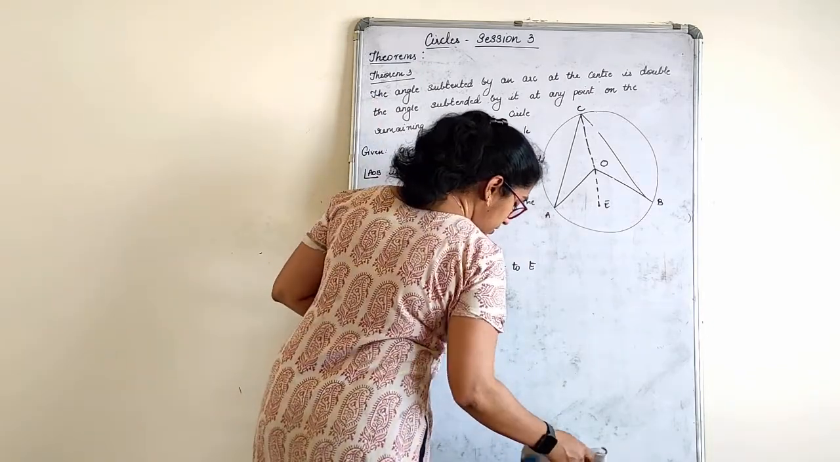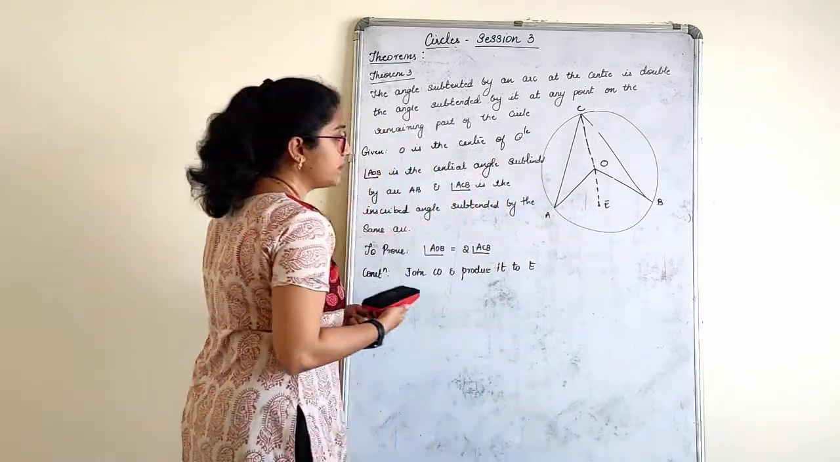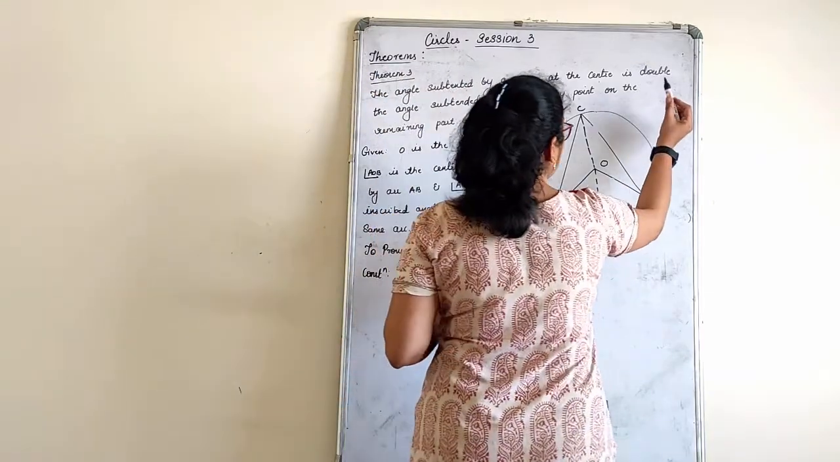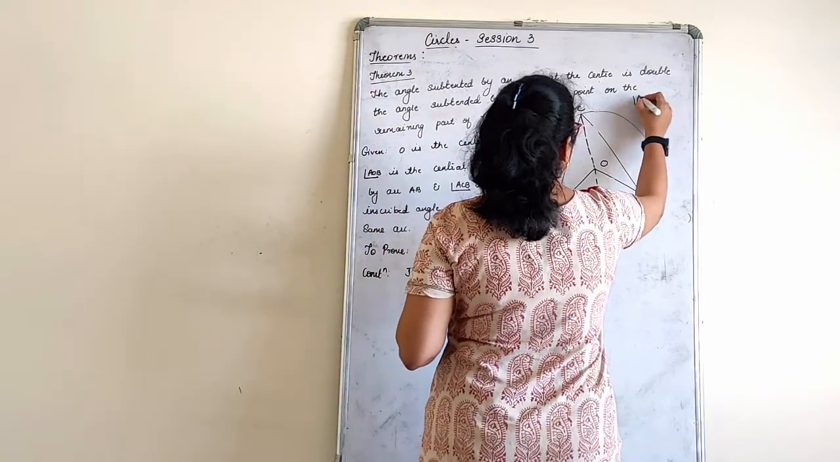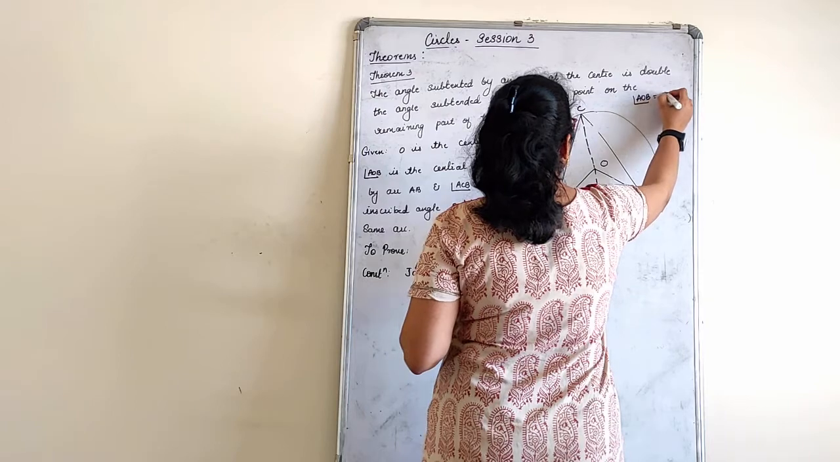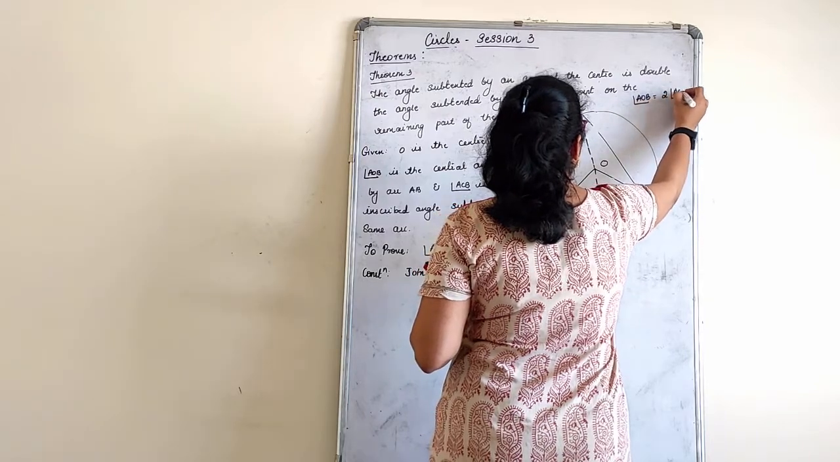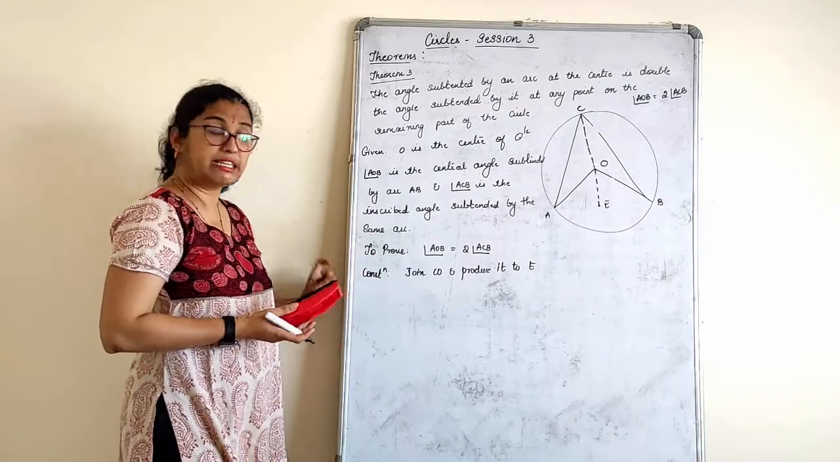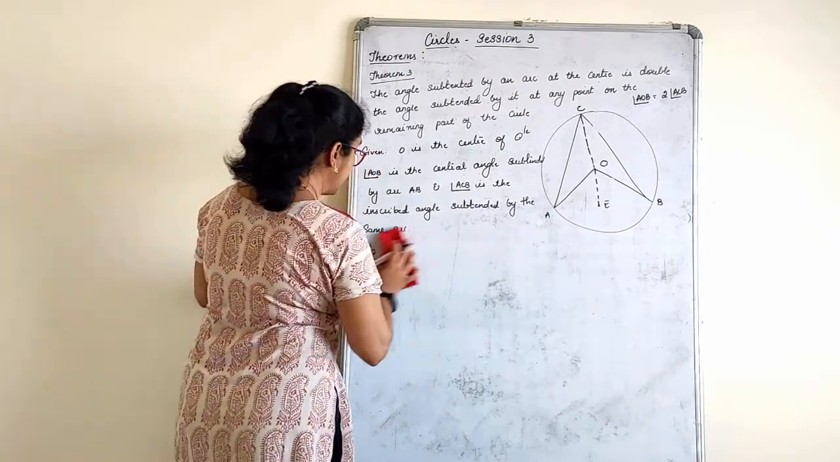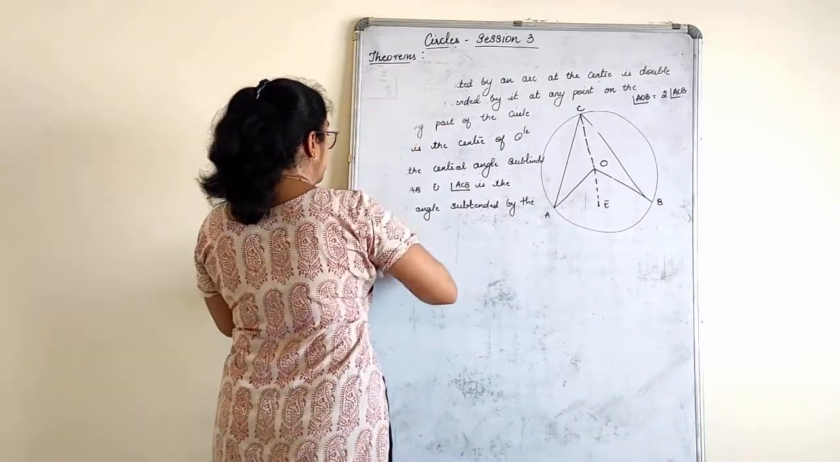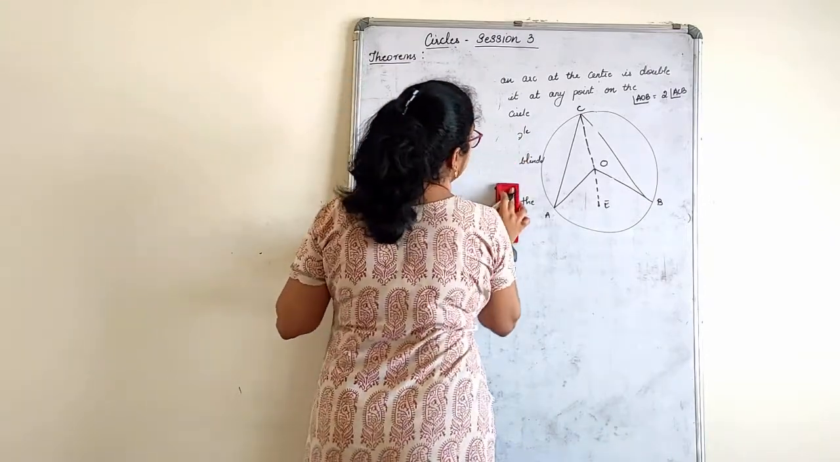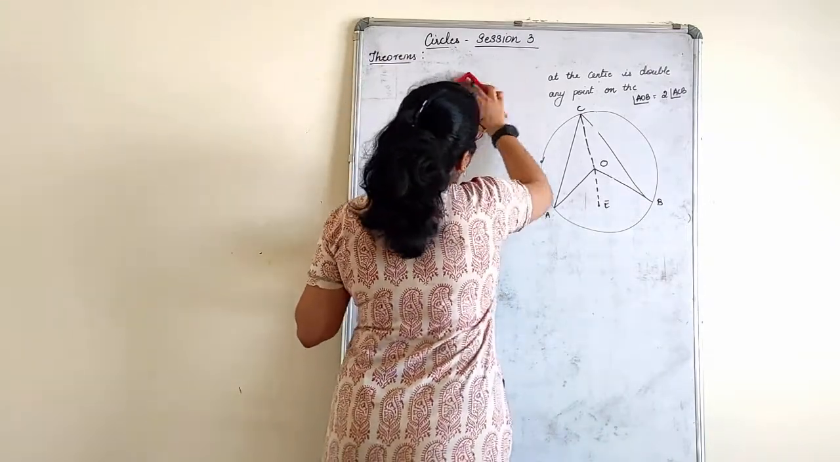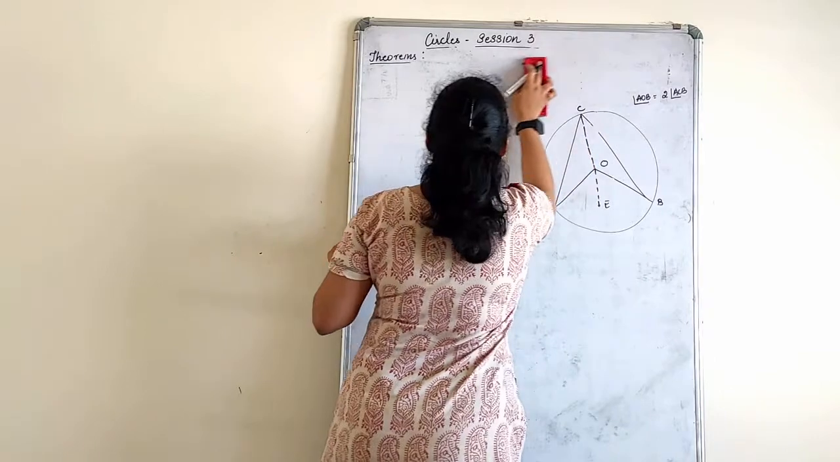So let me rub the whole given part. I'll only write what we have to prove. Angle AOB is twice angle ACB. This is my proving part. Very clear on what we have done till here? Yes. I'll just erase this and start the proof from here. A very important theorem usually asked from this chapter.